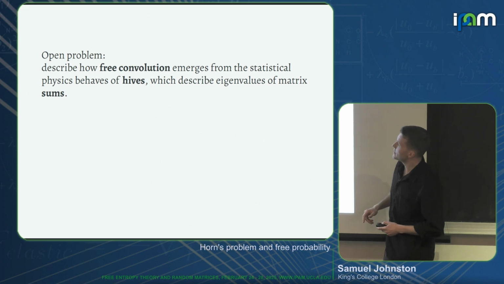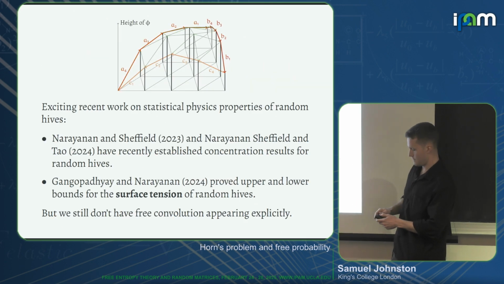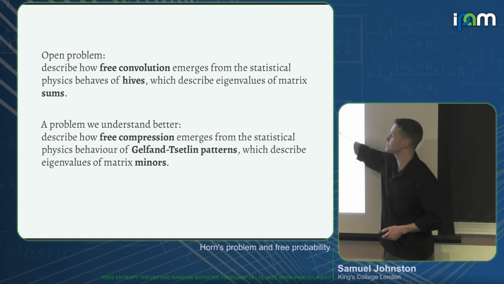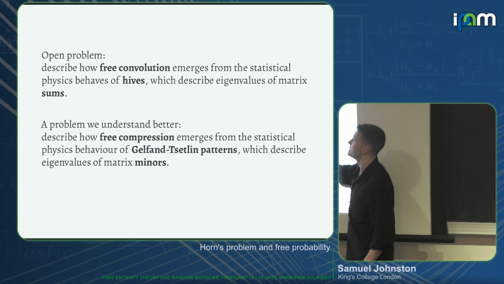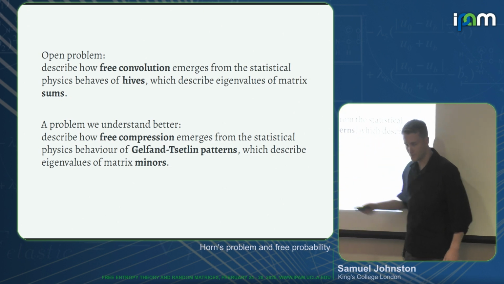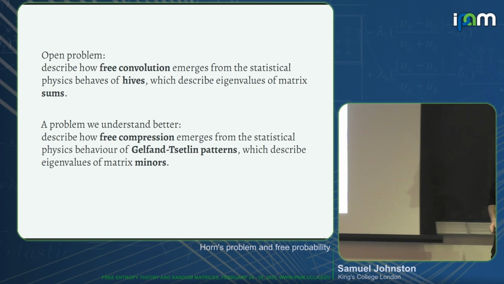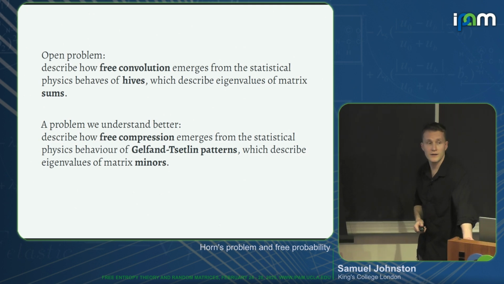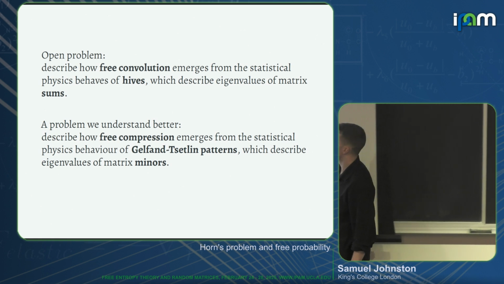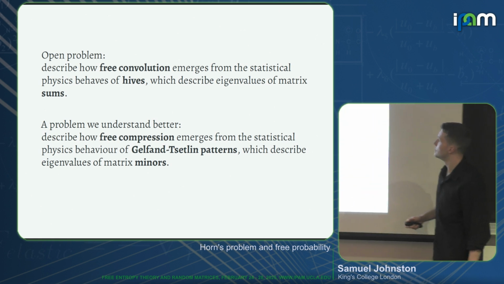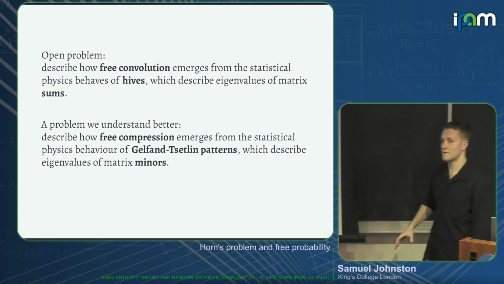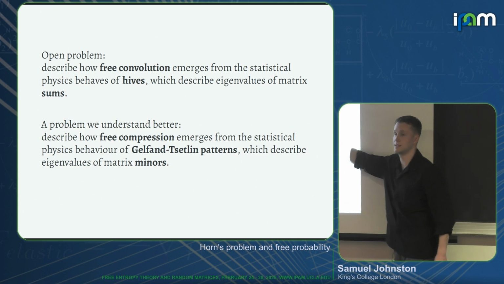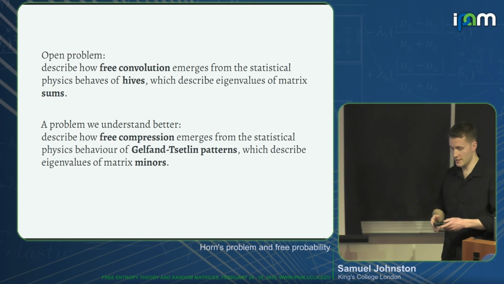Okay, so in the remaining 5 minutes, I'm just going to race through how we've had success recently with a kind of parallel problem that's easier. Namely, if you replace free convolution with free compression, which is an operation in free probability describing the asymptotic behavior of eigenvalues of minors of large random matrices, and you replace hive by an object called a Gelfand-Tsetlin pattern, and you replace sums by minors, we have an understanding of how free probability emerges from the statistical physics behavior of a random surface.